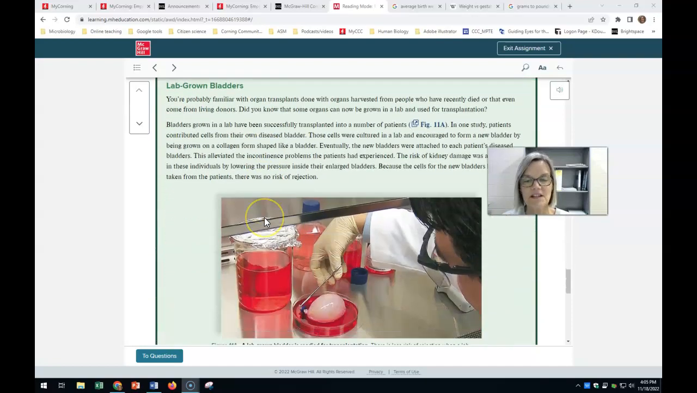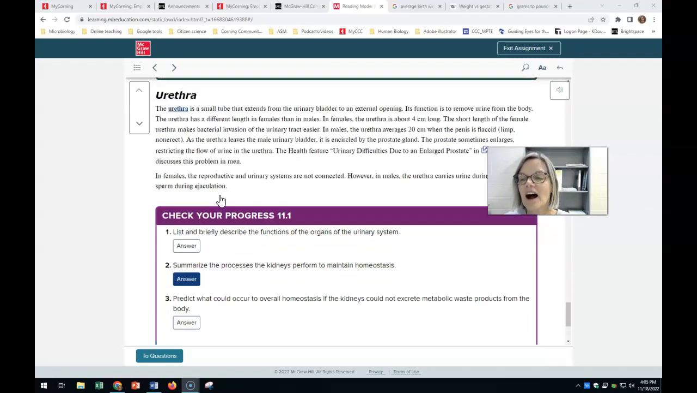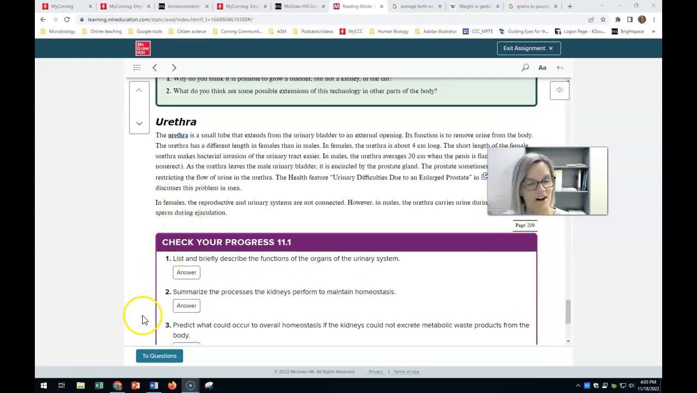So there are lots of other interesting things on the urinary system. But let's see, you should be able to answer questions 1 and 3, and even question 2. There are some in there that you should be able to answer. And I'm going to stop there on the urinary system.